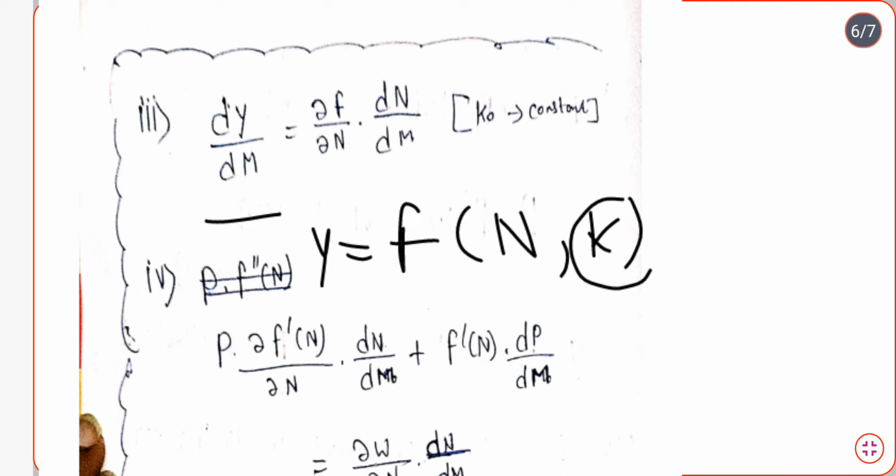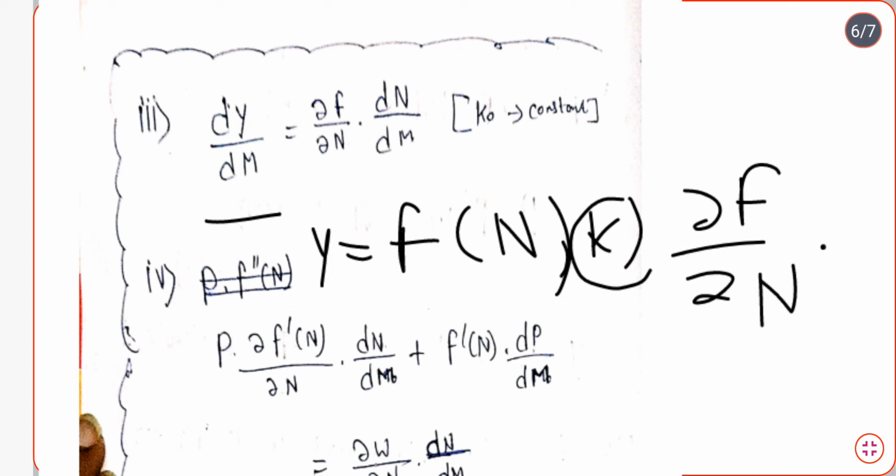So we have to do the derivative of n only, that is basically the amount of labor. It is a function of labor, so we have to do the derivative of the function with respect to n. Then we will do the derivative of n with respect to m, that is our total money supply. So then we will do the derivative of n with respect to m, as I have shown here also.